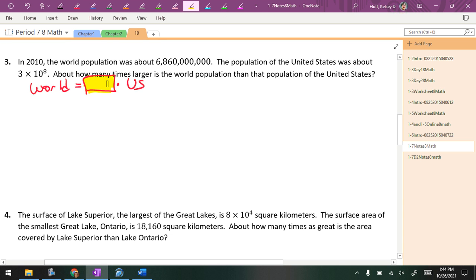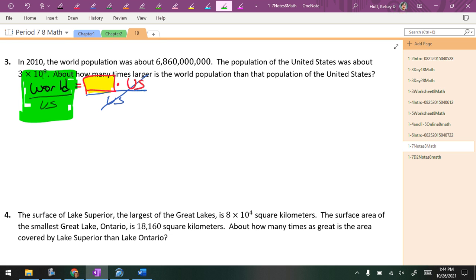I need to figure out what this number is. Think about this like solving an equation. If I want to get that yellow box all by itself, what should I do? Why would I divide, Calix? Bingo. Right now we're saying some number times the US population. We would have to divide by the US, because then they would cancel. That tells us how to set our problem up. We need to take the world population and divide it by the US population.